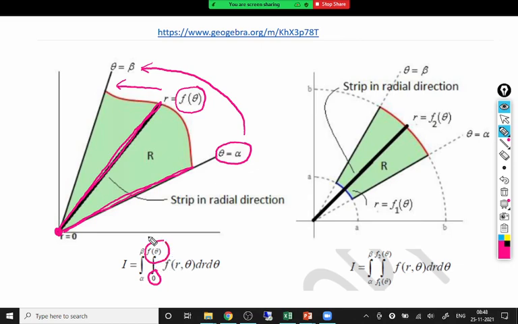Now case 2: this end is again fixed. If you see the position of a strip here, the strip starts touching this curve f1 of theta, so the strip enters the region at f1 of theta, and its upper end touches f2 of theta. So limits for r are f1 theta to f2 theta. You have to see which curve the lower end touches and which curve the upper end touches, and the equations of those curves give the limits of r. Is it clear? Any doubt?